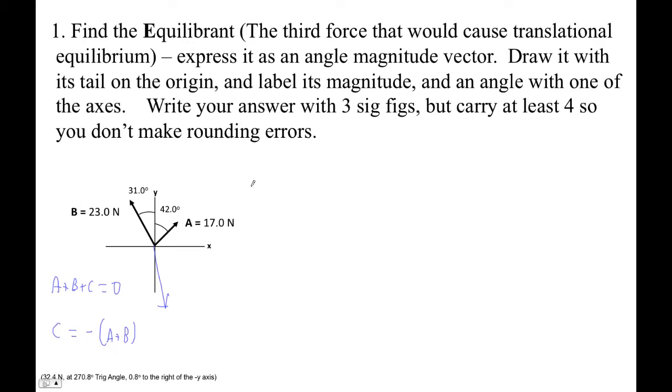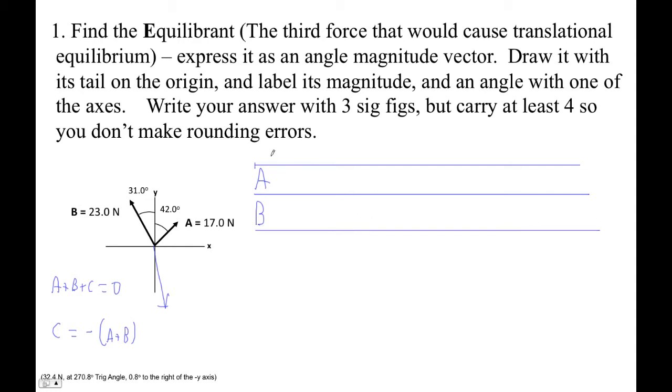So let's do this. Let's make a little table: A, B, and then we'll find C, right? Whoops, failure to draw a horizontal line. Okay, so let's make this be the magnitude. Let's make this be the trig angle. Okay, let's find the x component and the y component.